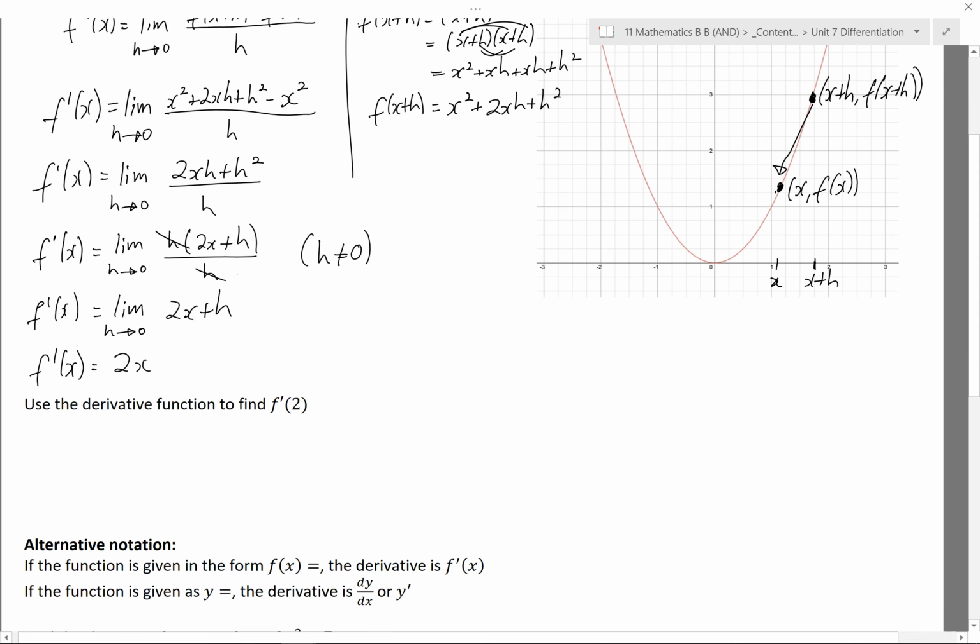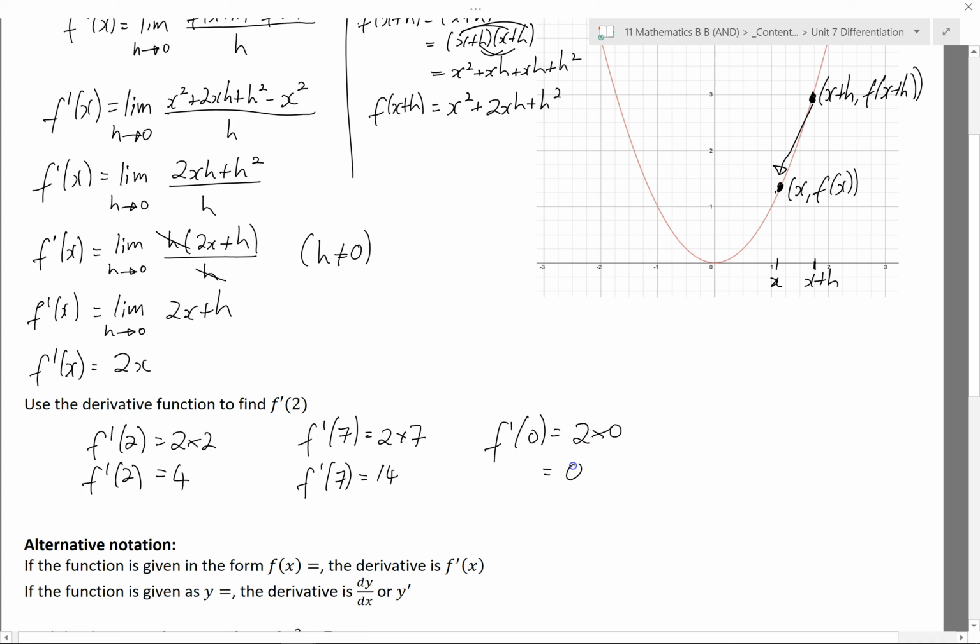Okay, so use the derivative function to find f dash of 2. Alright, sounds pretty easy. F dash of 2 means replace x with 2, so it's 2 times 2. Alright, so the derivative at 2 is 4. Okay, well, I could find f dash of 7. Okay, 2 times 7, 14. Okay, what about for f dash of 0? 2 times 0, 0. So this is telling me that the instantaneous rate of change at 0 is 0. Is that the case? Let's have a look. At 0, instantaneous rate of change, completely flat. Looks good.